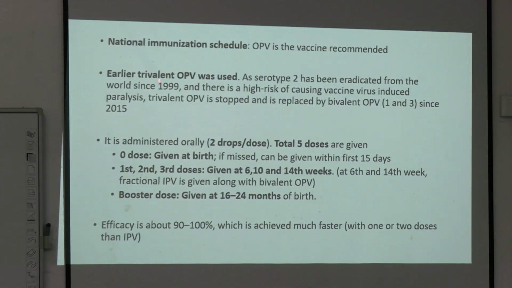See, earlier trivalent was used because type 2 is already eradicated. It produces a significant risk for the vaccine dependent poliovirus. That's why it was not used in the bivalent form. Only type 1 and type 3 was used.